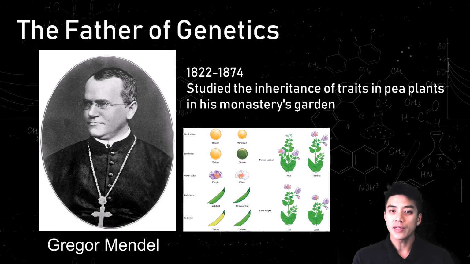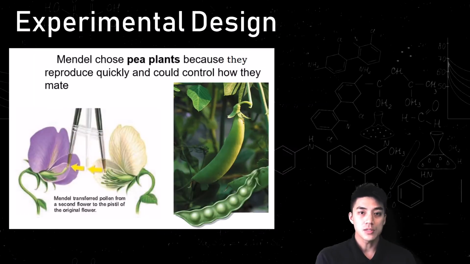Gregor Mendel is widely considered to be the father of modern genetics. He studied the inheritance of traits in pea plants that were growing in his monastery's garden. He kept records and data on things like pod shape, pod color, seed shape, stem height, and so on. Mendel chose pea plants because they could reproduce quickly, and he could also control how they fertilize each other.